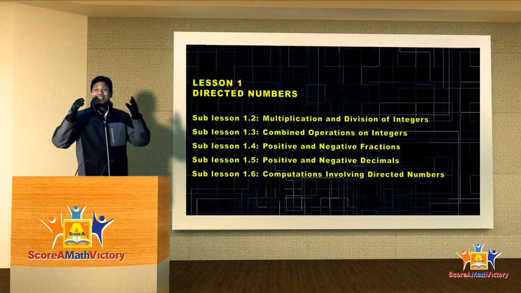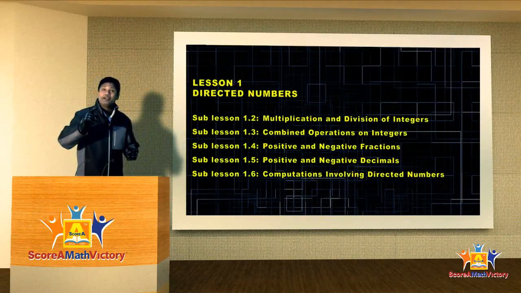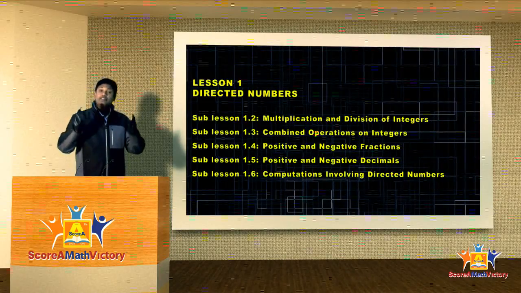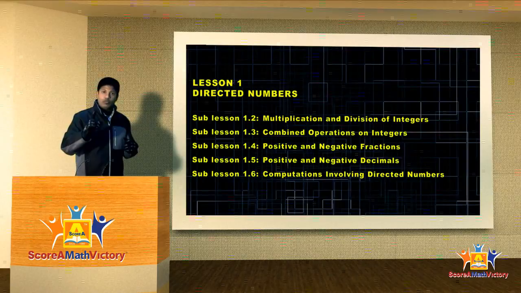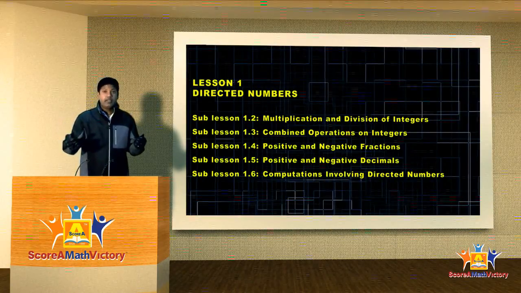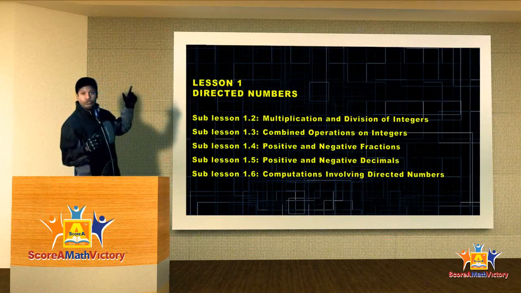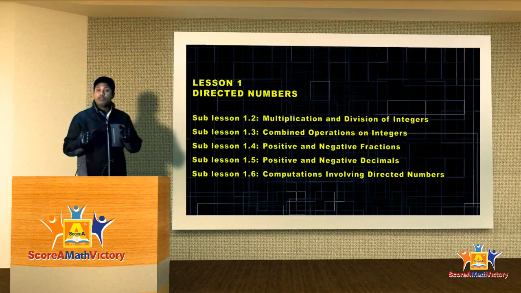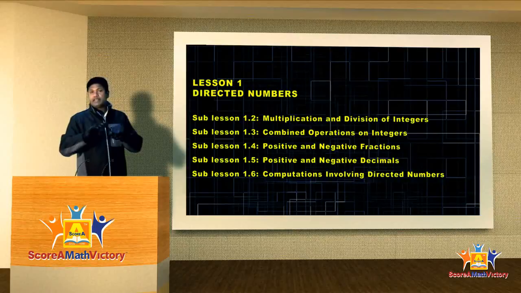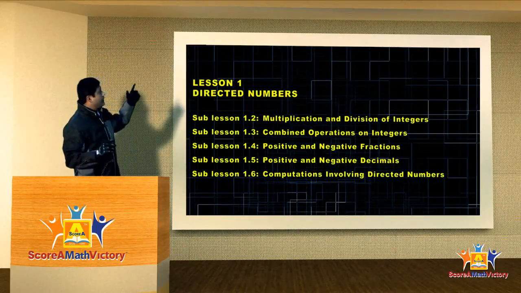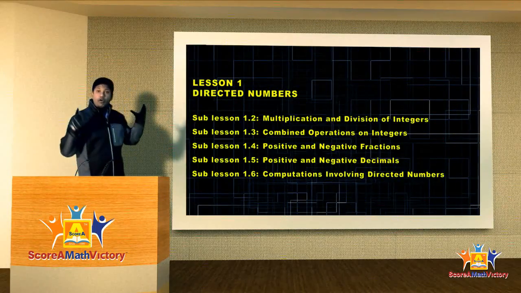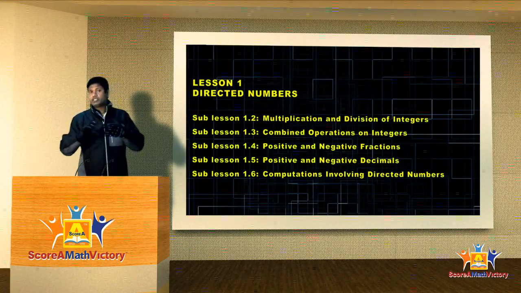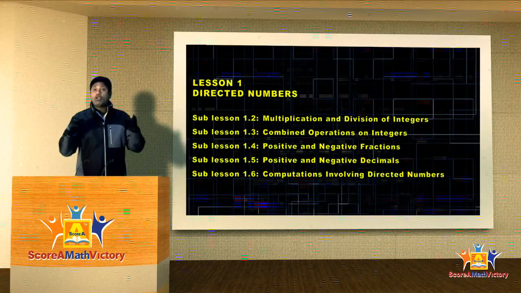Well, my dear students, in this lesson, we're going to learn about directed numbers. Directed numbers consist of 6 sub-lessons. Sub-lesson 1, introduction, which you're seeing right now. And then we'll go to sub-lesson 2, where we'll learn about multiplication and division of integers. We're going to deal with positive and negative integers. And then sub-lesson 3, we're going to have combined operations of integers. We're going to have addition, subtraction, multiplication, division, all combined.